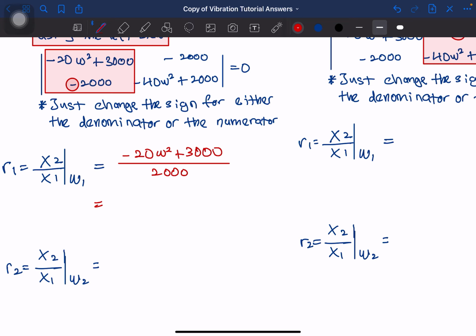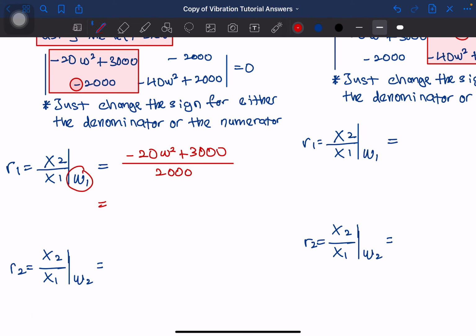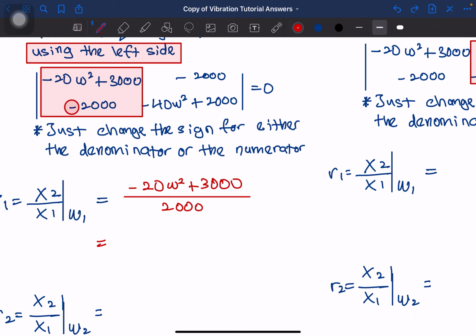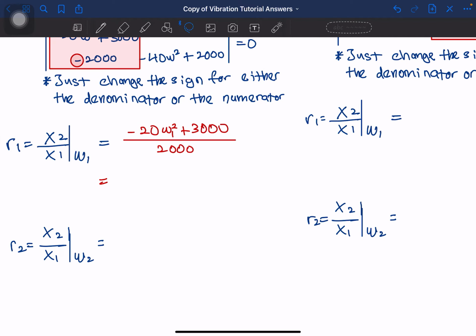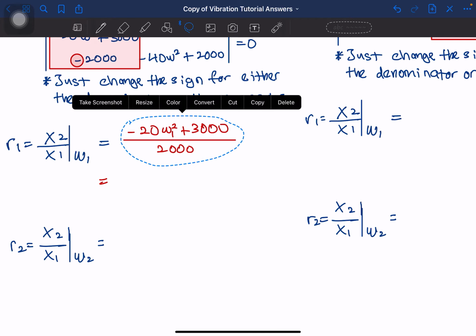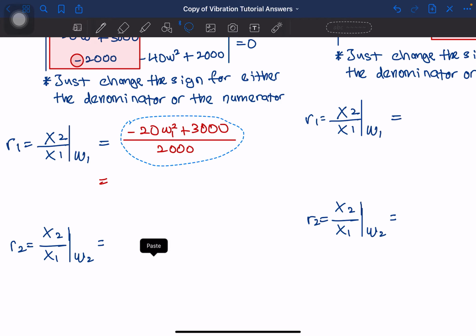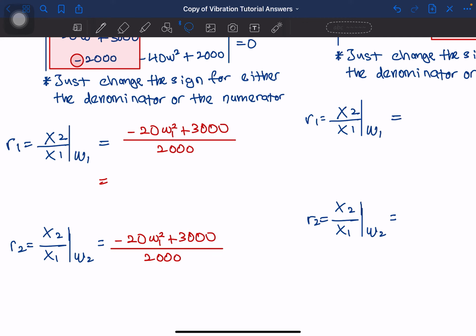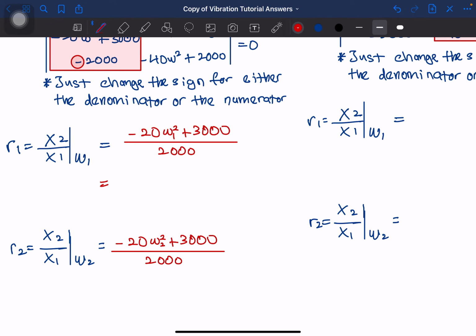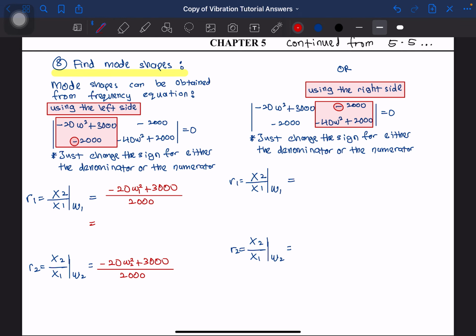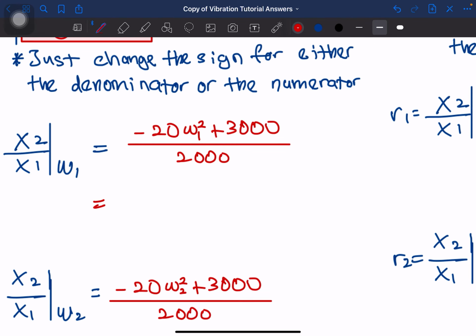the first mode shape, which uses omega 1, and the second mode shape uses omega 2. So if you use this, just put it as omega 1. That is how I get the first mode shape. Let's say I'm going to find the second mode shape. Just copy it back and change omega 1 into omega 2. That's how you find your mode shapes from your frequency equation. Now just substitute your omega 1 and omega 2 that we already got from the previous slide.